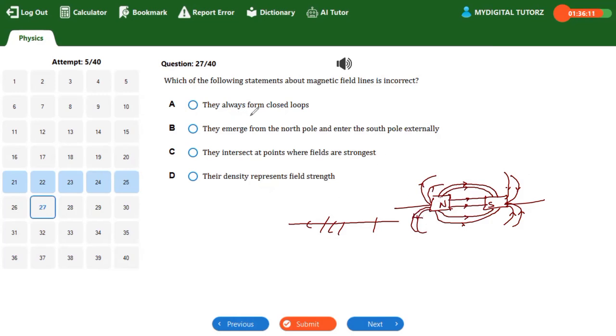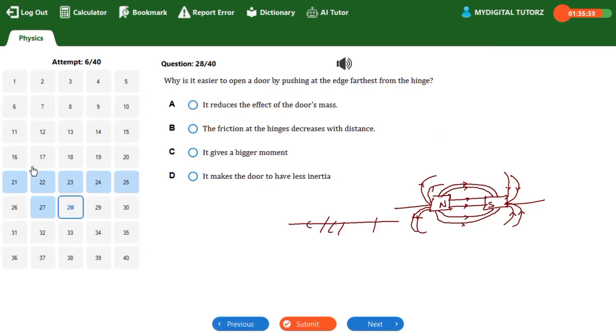So which is incorrect? A, they always form closed loops, which is correct. They emerge from the North Pole and enter the South Pole, as I told you, that is correct. They intersect at points where the field is strong? They do not intersect. Their density represents their field strength. So how closely packed they are, that is the density. The more closely packed the lines of force, the stronger the magnetic field. So the only option that is wrong here is option C, intersecting. They do not intersect. Are we together? So that's about question 27.